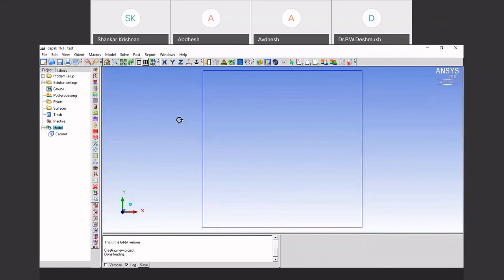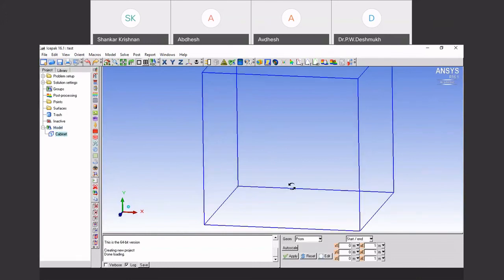Whenever you open IcePAK, this is the first screen that comes. It will ask whether existing file or new file. So you open, and you always get this so-called cabinet. You can see this cabinet that is shown, and usually it has certain dimensions. This cabinet is like a box that is used in a desktop or an outer box in a server board or some such thing. So this cabinet always shows up at the beginning.